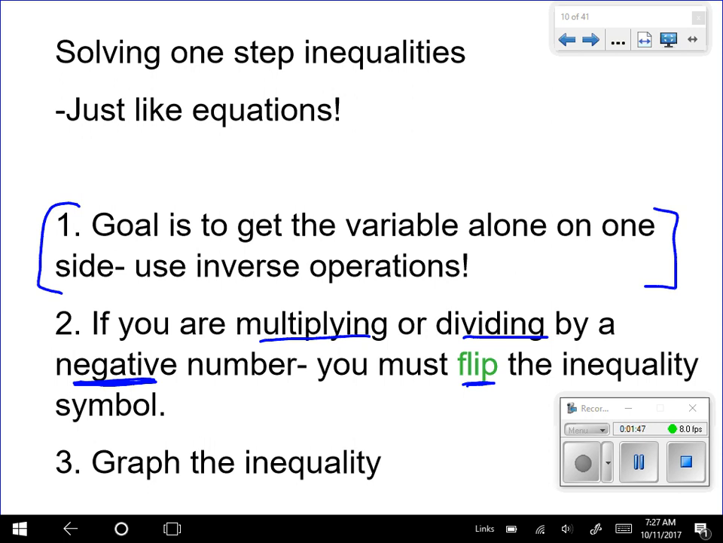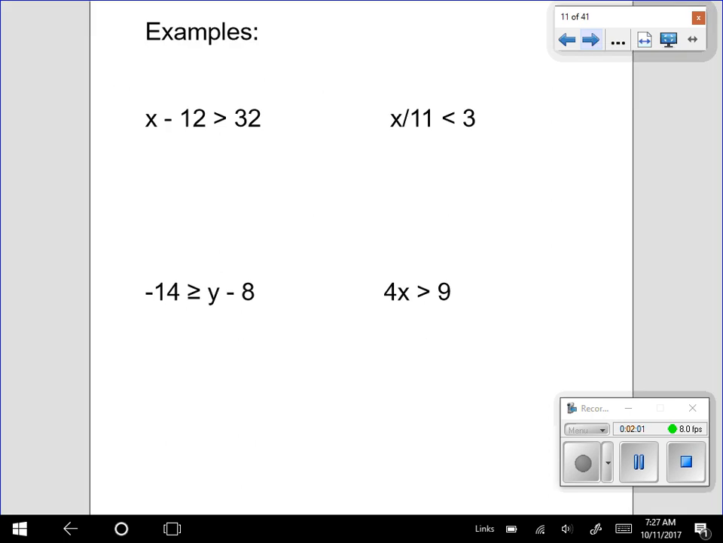Okay, so after you write this down, we just have a bunch of examples today. And I'm going to do a few, you're going to do a few, and we'll go from there. So let's jump into our first example here.